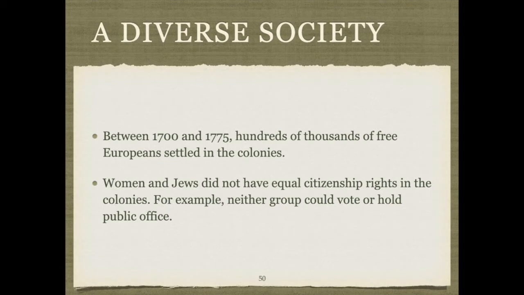Between 1700 and 1775, hundreds of thousands of free Europeans settled in the colonies. Women and Jews did not have equal citizenship rights in the colonies. For example, neither group could vote or hold public office.